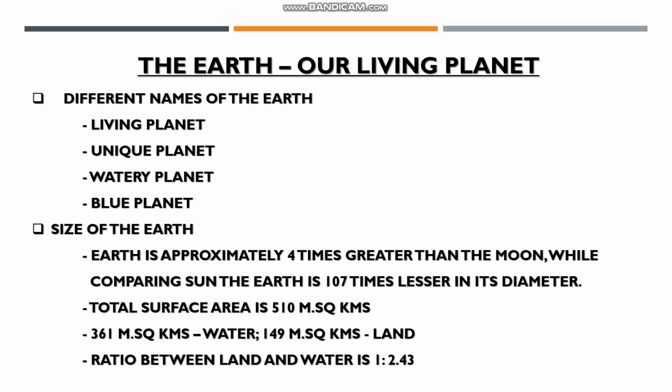Now let's move on to the size of the Earth. The Earth is approximately 4 times greater than the Moon. And while comparing with the Sun, the Earth is 107 times lesser in its diameter. The total surface area of the Earth is 510 million square kilometers. In it, 361 million square kilometers are water surface, whereas land surface is about 149 million square kilometers. And the ratio between land and water is 1:2.43.